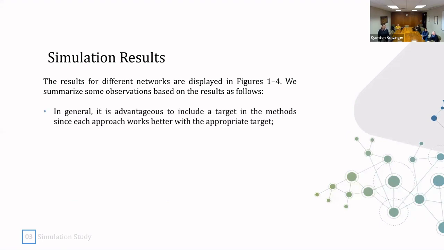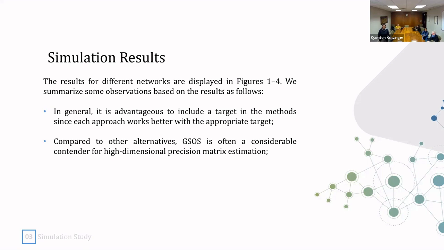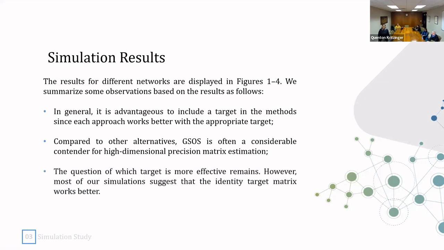If I wanted to summarize the result, the first one, I can say that it's a good idea to consider a target matrix in the optimization problem, because you can see that it can improve the results. And the second one, we can consider our proposed estimator as a good option in the high dimension case for estimation of the precision matrix in a Gaussian graphical model. And the last one is that we cannot answer the question of which kind of target matrix is good here. But according to our results, we can say that the identity target matrix works well here.